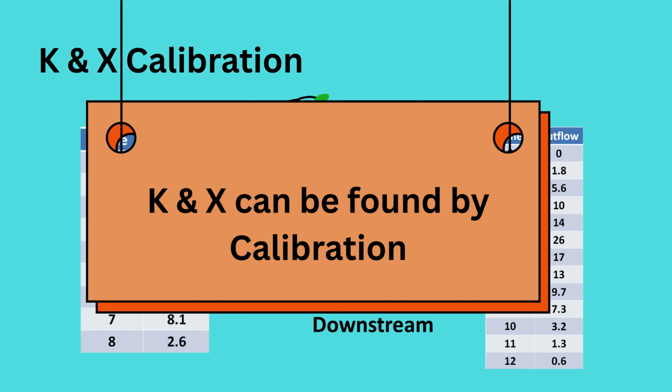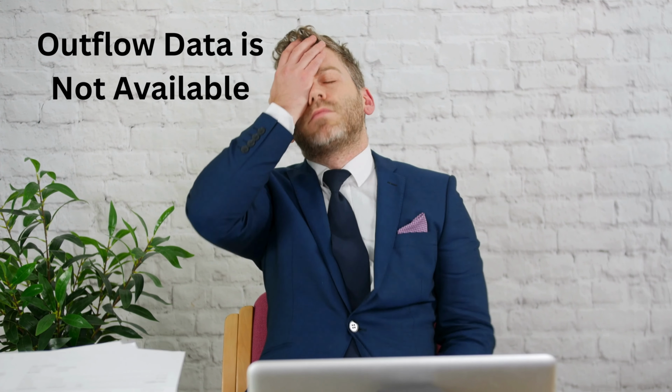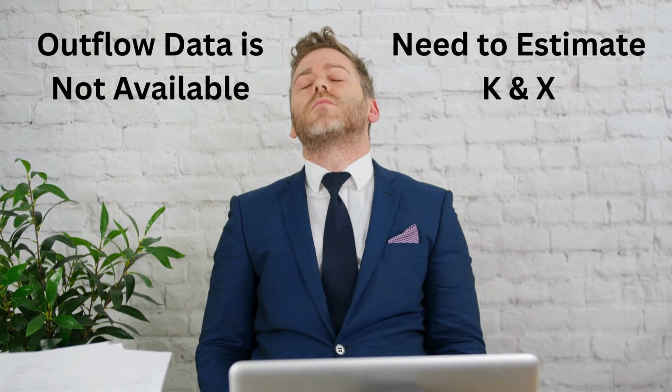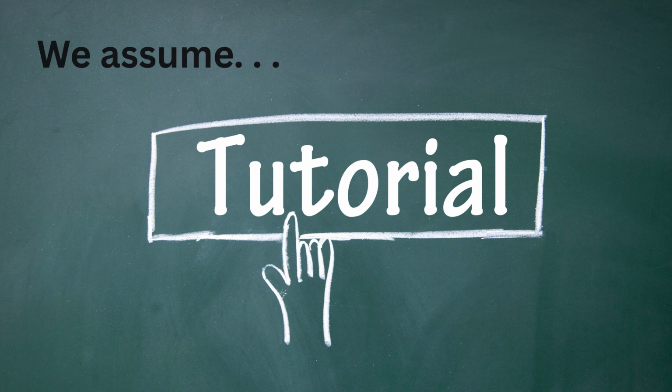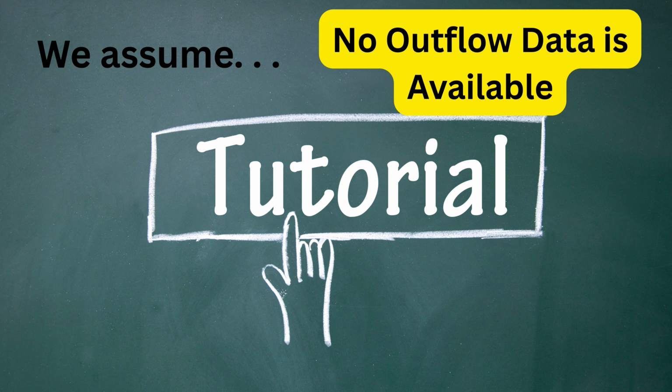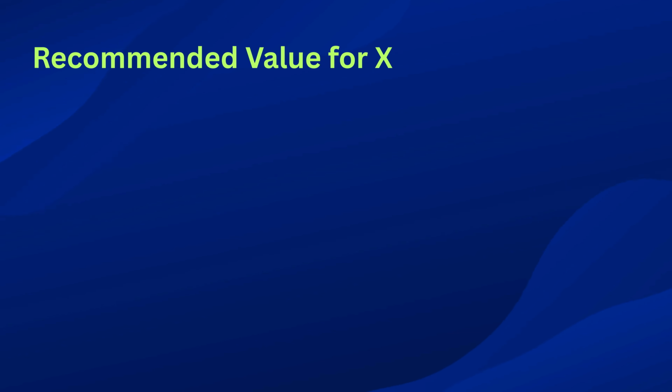In the presence of observed inflow and outflow data, K and X can be found through a calibration process. However, in most cases, the outflow data is not available and we need to estimate K and X. In this tutorial, we will focus on the case where outflow data is not available. For X, the recommended value in such a scenario is 0.2.